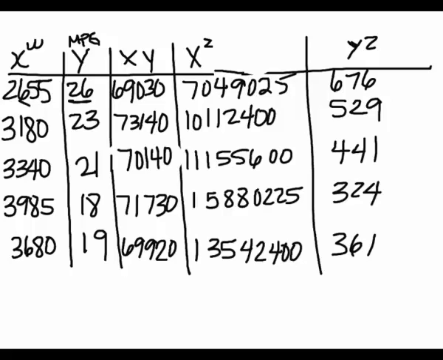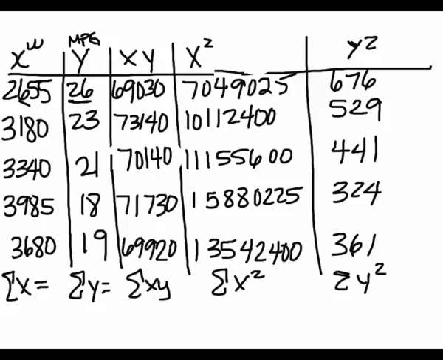Okay, so here's the table all finished out. Hopefully I didn't make any mistakes. Then what you want to do is add every single column. So I need the sum of all of the x's, the sum of all of the y's, the sum of all xy's, the sum of x squared, and the sum of y squared. Remember that a sigma just means sum. So to add up the x's, I have 2655 plus 3180 plus 3340 plus 3985 plus 3680. I get 16840.